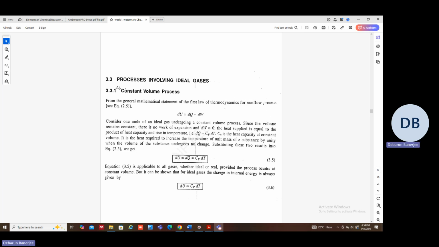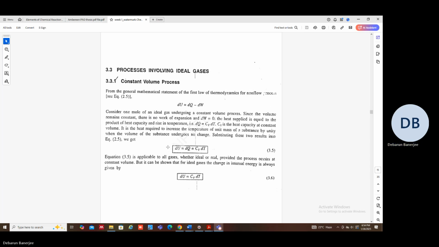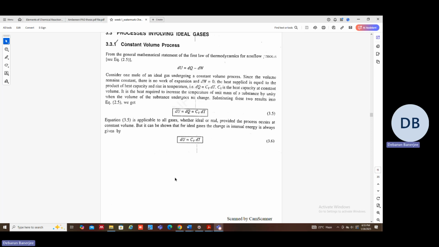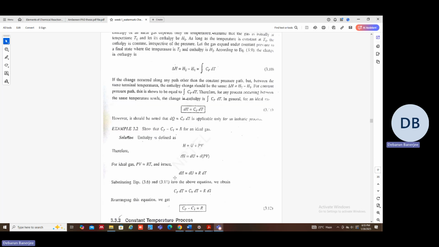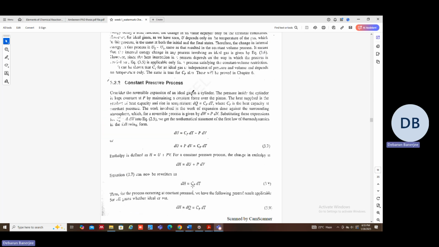For a constant volume process, dU will be equal to dQ minus dW. So if dU equals dQ, there is no work of expansion, dW equals 0. So dU equals dQ, which means it will be Cv dT. So the heat supplied is equal to the product of heat capacity and rise in temperature. So dU equals Cv dT for a constant volume process. For a constant pressure process, similarly, dH equals Cp dT.